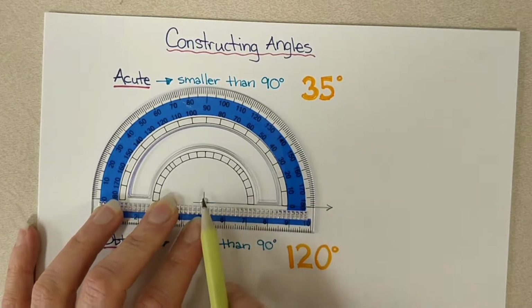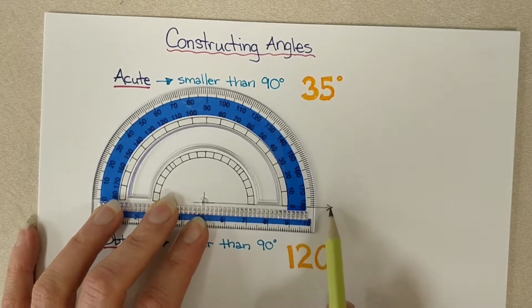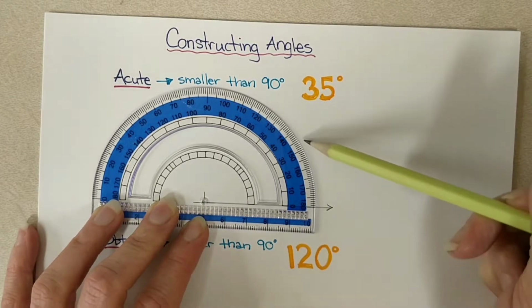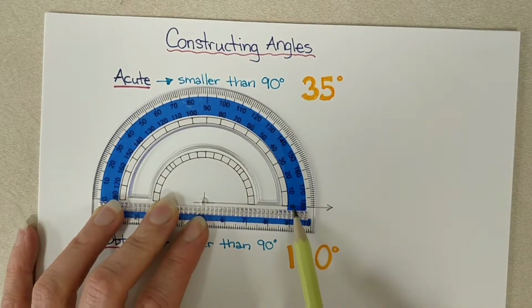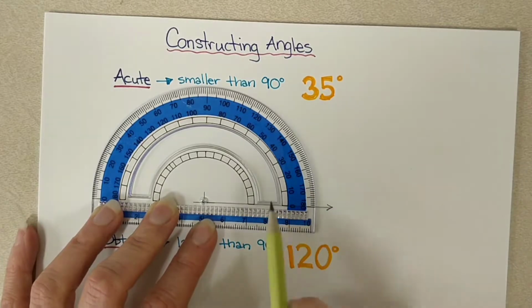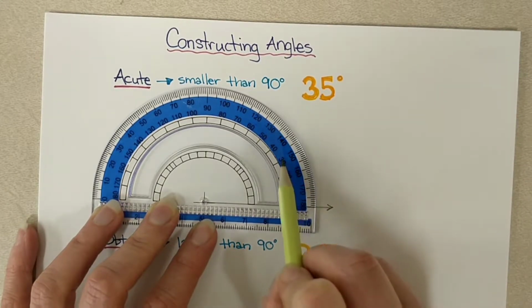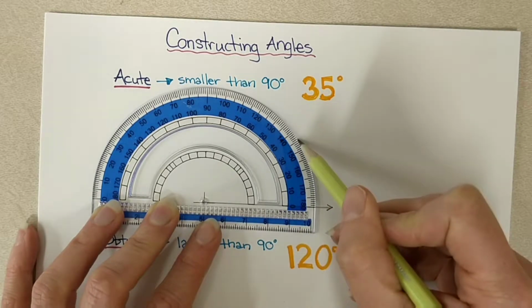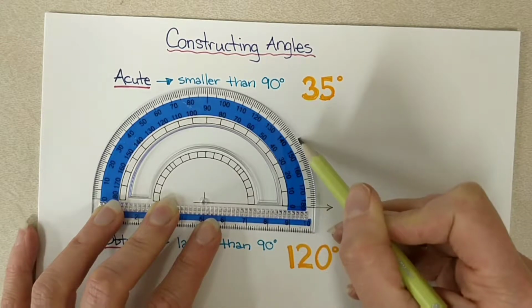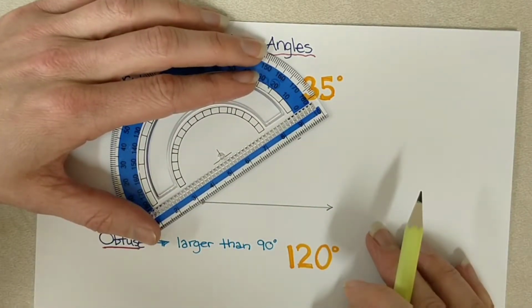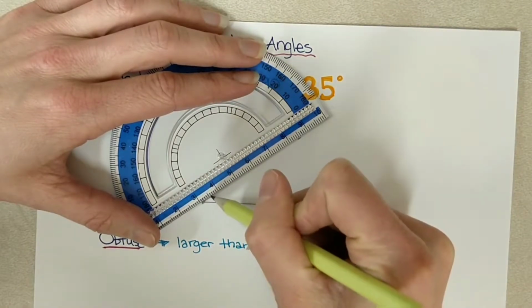and I'm making sure that my ray is right along the 0 line on my protractor. So I'm going to measure up 35 degrees. Now I'm starting where the 0 is, so I'm going to use the scale on the inside that goes 0, 10, 20, 30. That's the scale I'm using when I'm drawing from this side. So I'm going to go up from 0. I've got 30 here, and I'm going to move 5 more spots up to 35. So I'm going to put a little tick right where the 35 is. And then I'm going to use this edge to construct the second ray of my angle.